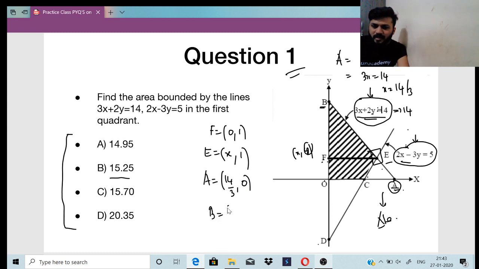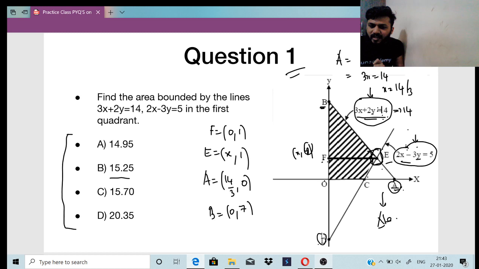Similarly, for B, x will be 0. So 2y equals 14, or y is equal to 14 by 2, which is 7. So B is (0, 7). E, how shall we find out? Solve both equations, putting y as 1. You'll get the value of E also.